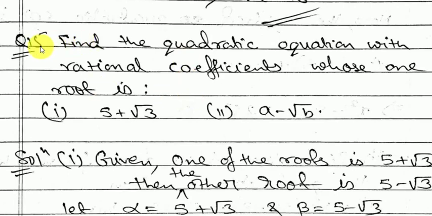Next, question number 15. Find the quadratic equation with rational coefficients whose one root is this. Number 2, find the quadratic equation with rational coefficients whose one root is this. So one root is this for question number 1, and for question number 2, one root is a minus square root of b.